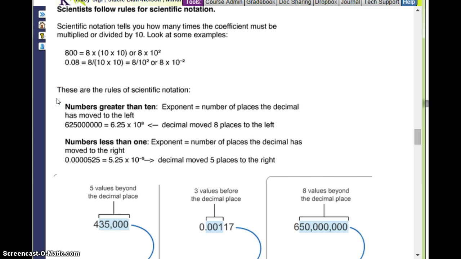All right, these are the rules of scientific notation. For numbers greater than 10, the exponent equals the number of places the decimal has moved to the left. So we have our number right here, which is 625 million. You count how many places you move the decimal in order to have just one number in front of the decimal.